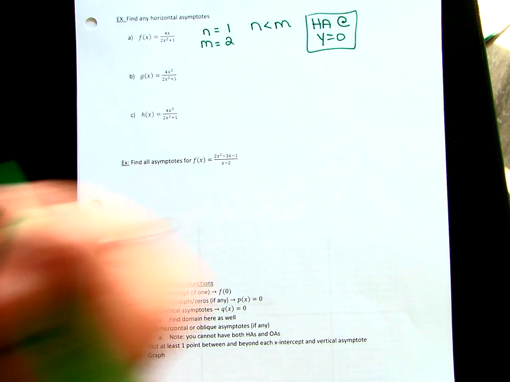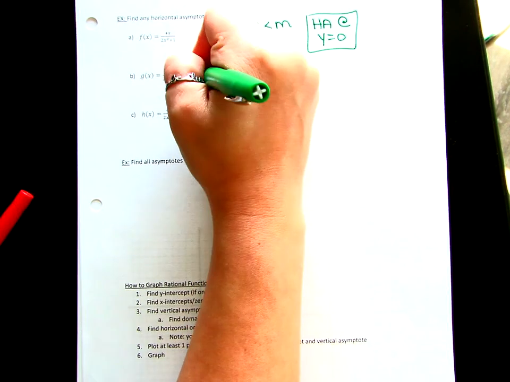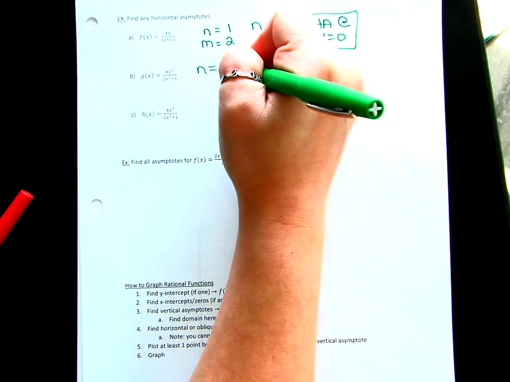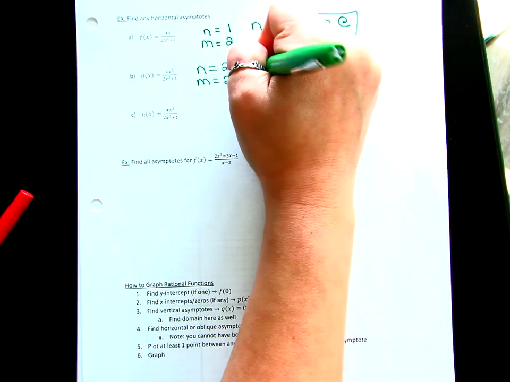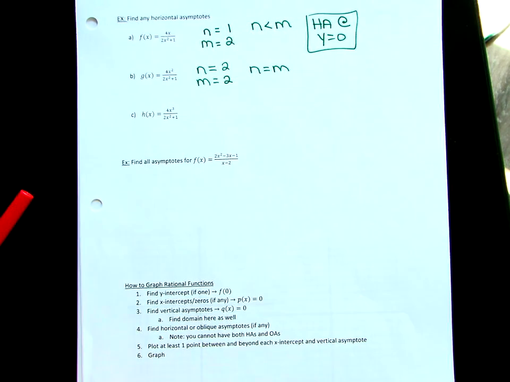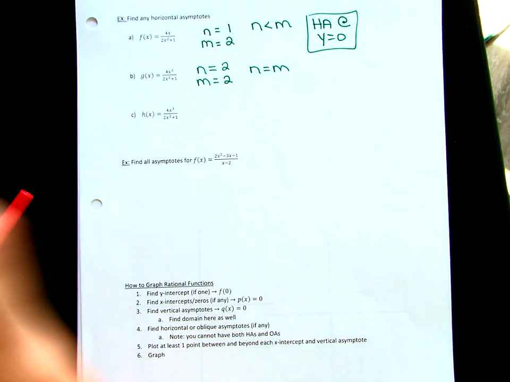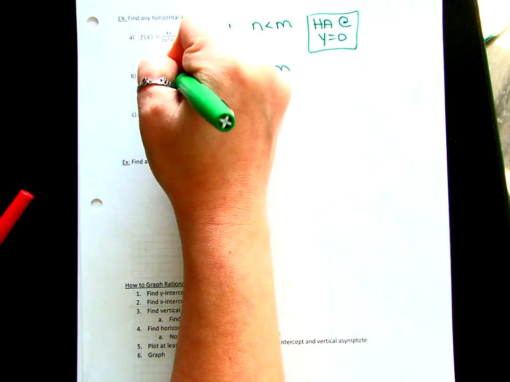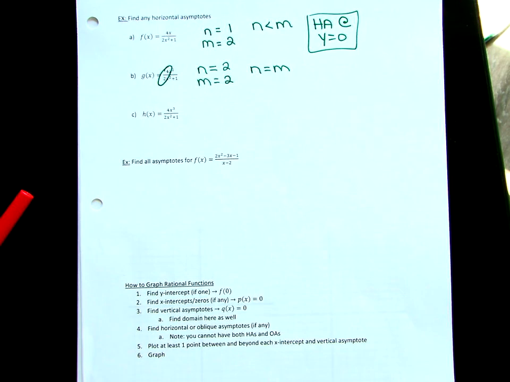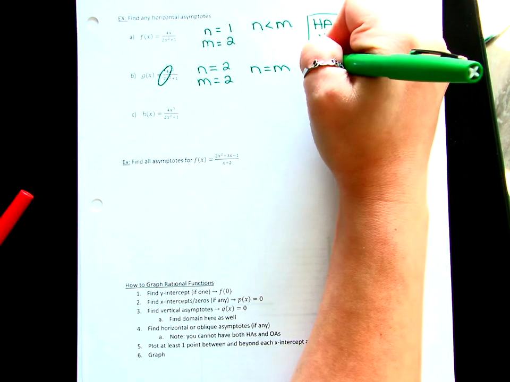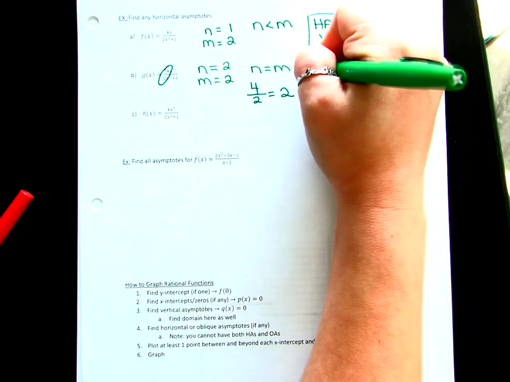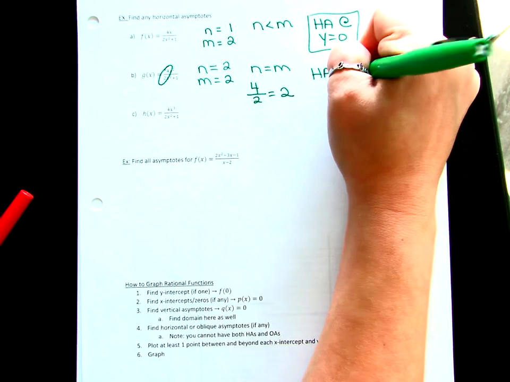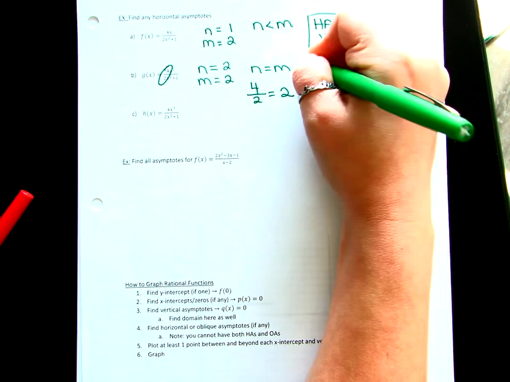For our second one, the degree of the top is what? 2. And the degree of the bottom? 2. So we have n equals m, and so this is where we're going to look at our leading coefficients. Our leading coefficients are 4 and 2. So that would be 4 over 2, which simplifies down to 2. So I'm going to have a horizontal asymptote at y equals 2.